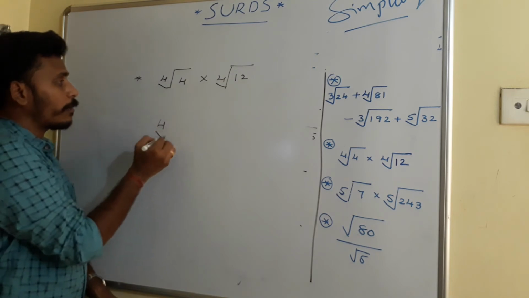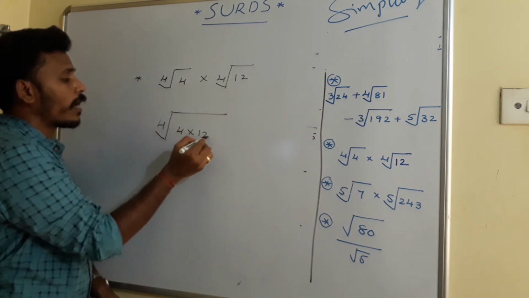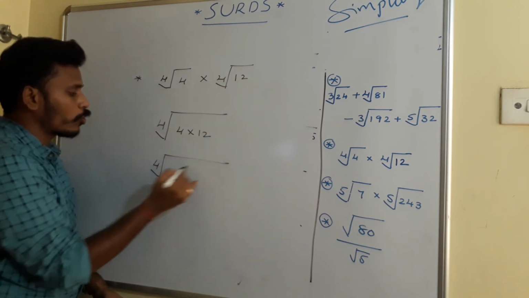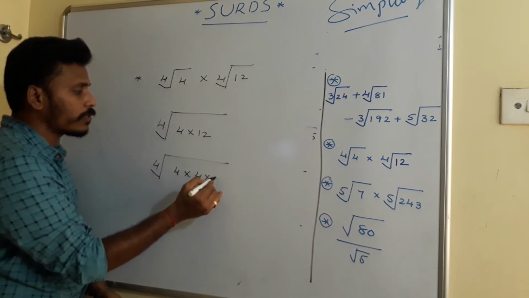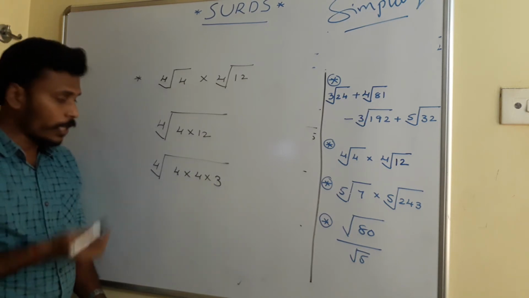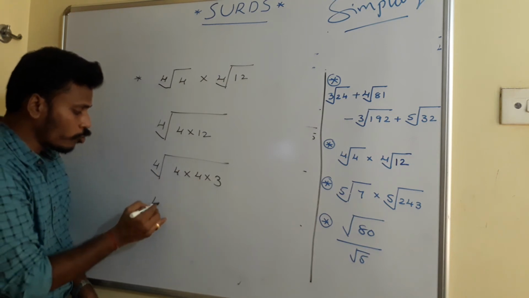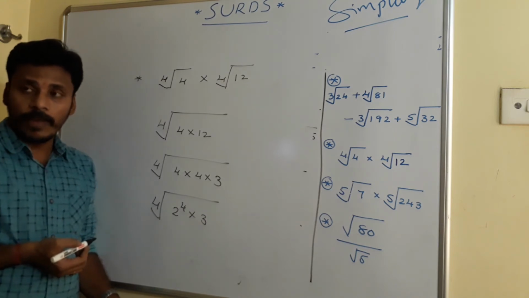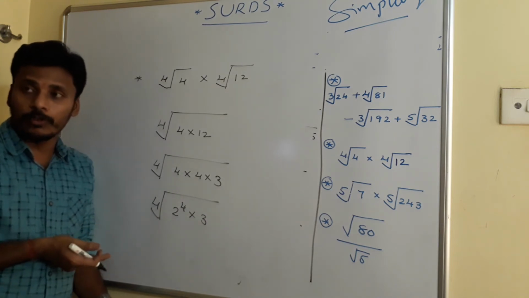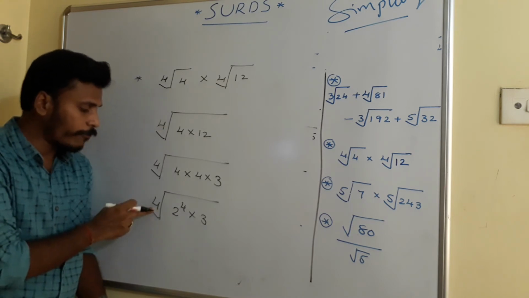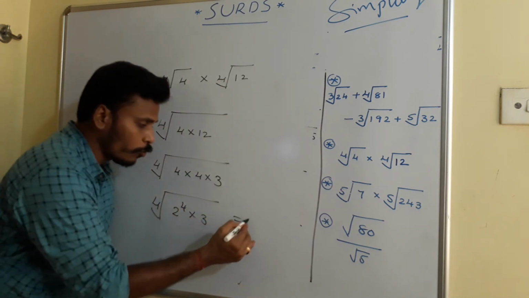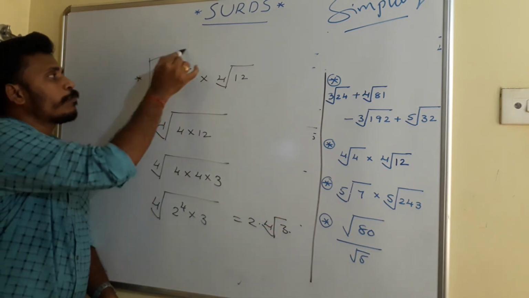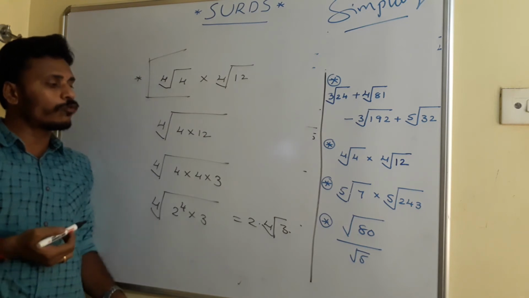If you multiply, it becomes fourth root of 4 into 12. Under that fourth root you need to multiply these two numbers. Now I will write this as fourth root of 4 into, I am writing this 12 as 4 into 3. This 4 into 4 can be written as 2 power 4. So this is the fourth root of 2 power 4 into 3. Then by the fundamental law, the fourth root of 2 power 4 is 2 into the fourth root of 3. And the final simplified answer for the given problem is 2 into the fourth root of 3.